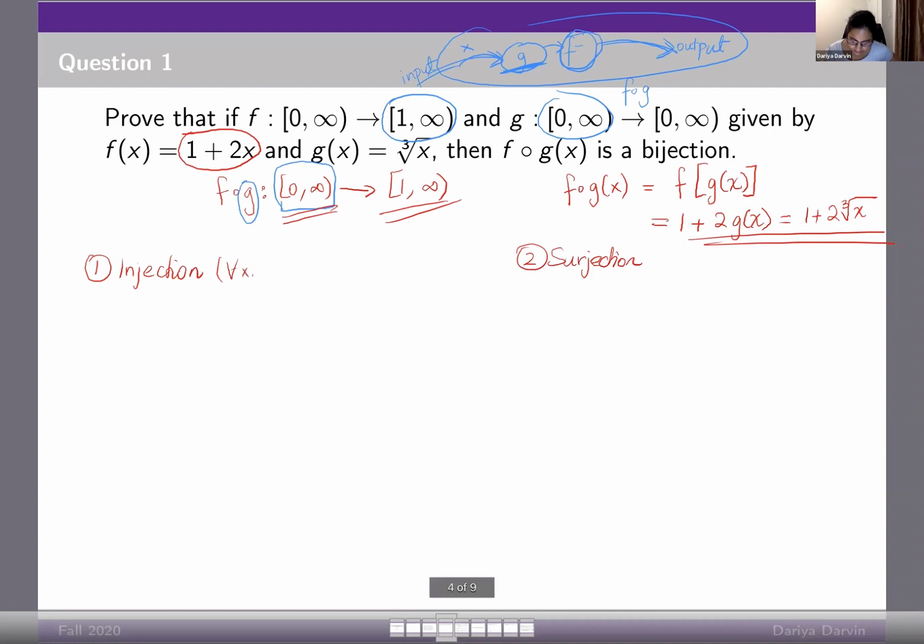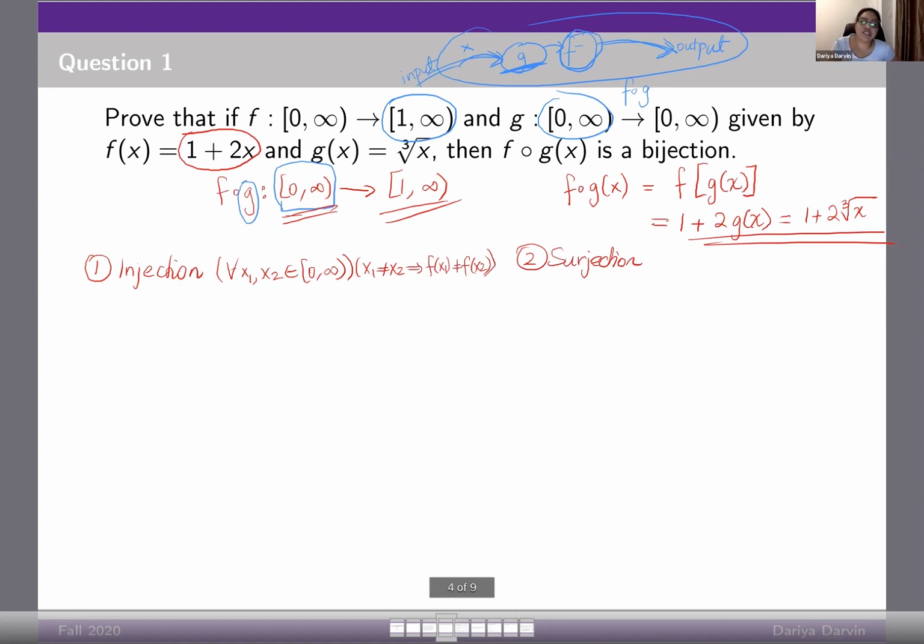So if I say for x1 and x2 in the domain, what's the domain here? It's 0 to infinity. So for any two things in the domain, if the inputs I chose are different, then the output should also be different. That's what it means to be an injection. Okay, so that's the definition of an injection.